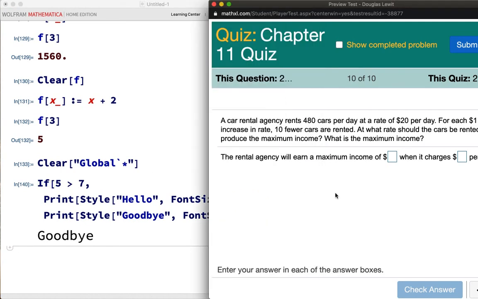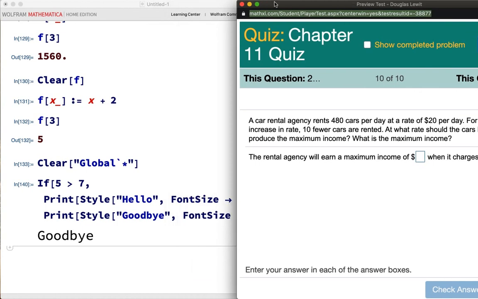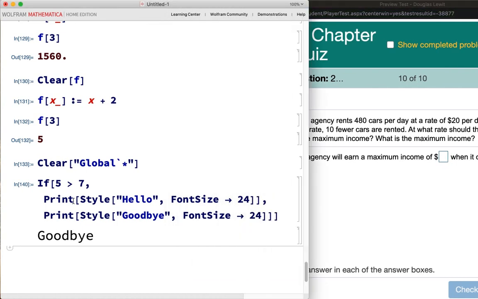Okay. So I'm going to do the same thing to solve this problem. A car rental agency rents 480 cars per day at a rate of $20 per day. For each $1 increase in rate, 10 fewer cars are rented. At what rate should the cars be rented to produce the maximum income? What is the maximum income? So I'm going to do the same thing, guys.